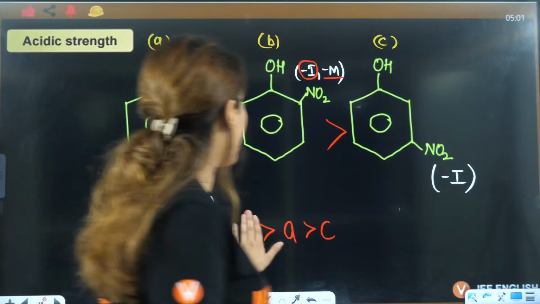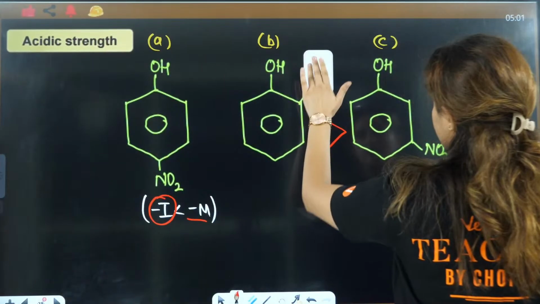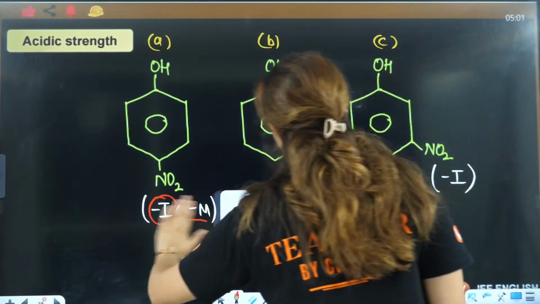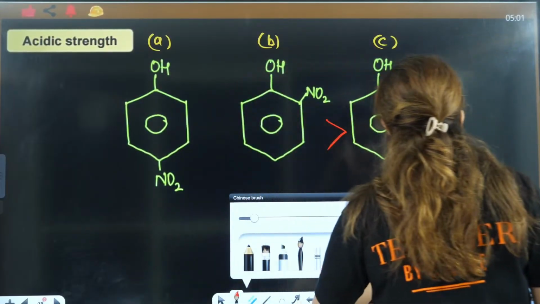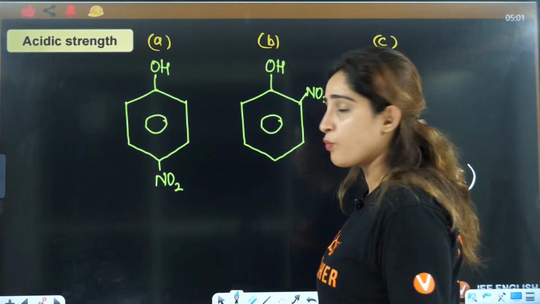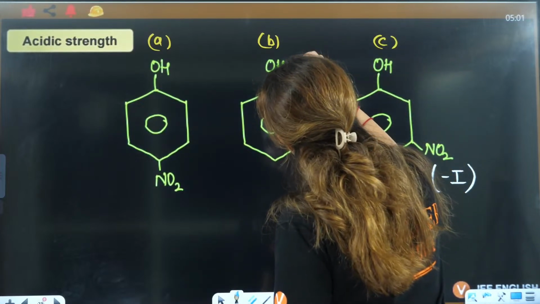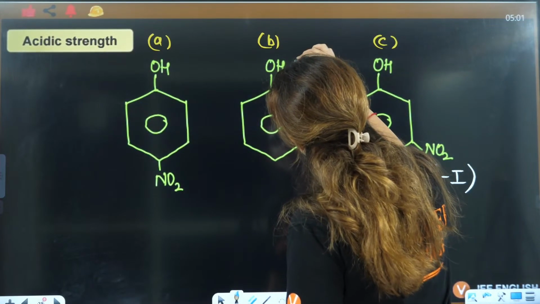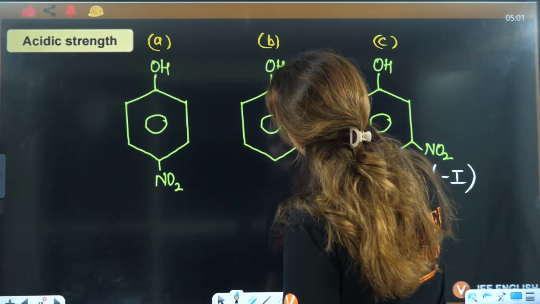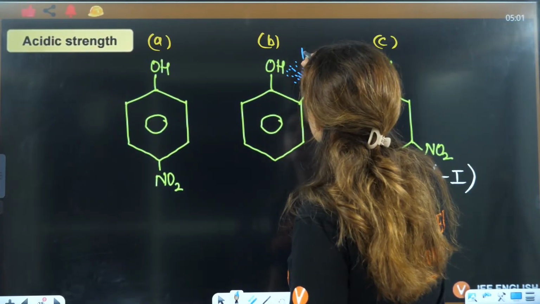Oh, I forgot about one thing. I'm so sorry. We forgot about one thing here, right? That here it was showing us hydrogen bonding as well. We forgot about that effect.